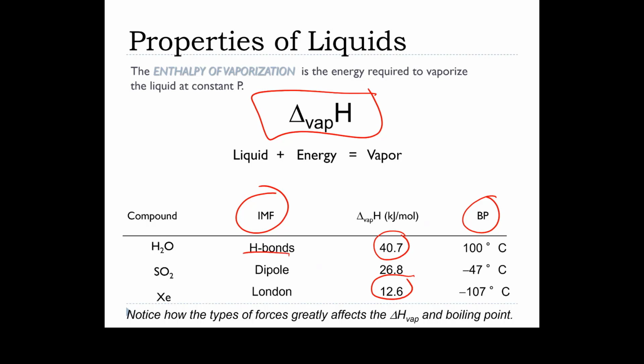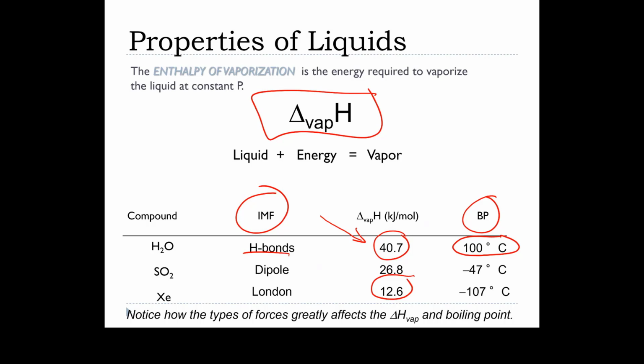Right, water has hydrogen bonding that's really strong. Water has a boiling point of 100 degrees C and has an enthalpy of vaporization of 40.7 kilojoules per mole. Condensation is the opposite process. Do you agree with that? So condensation is going from a vapor to liquid and energy. Okay? So condensation is the same number there. It's just a negative sign.